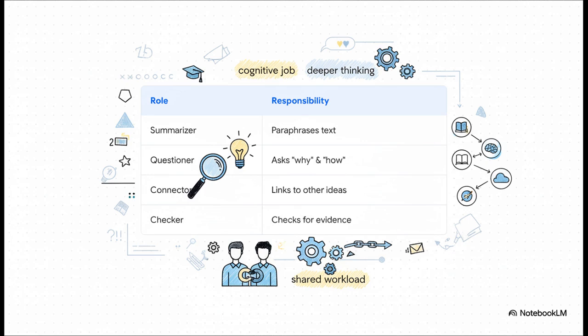Here's a perfect example of what that structure can look like. See how each role has a specific thinking job? The questioner's only job is to push for deeper understanding. The connector's job is to build bridges between ideas. This keeps the conversation focused and academic and makes sure everybody is contributing.